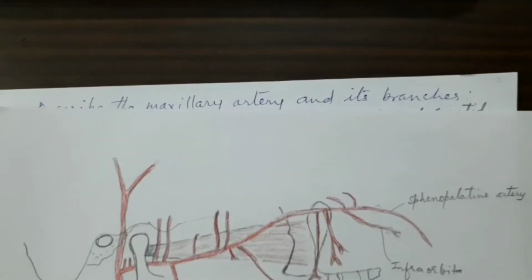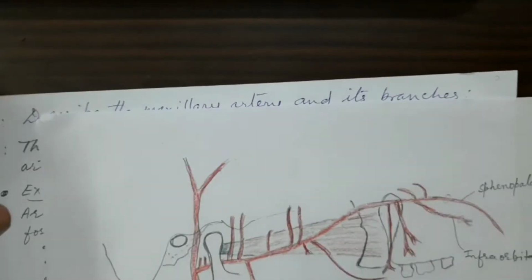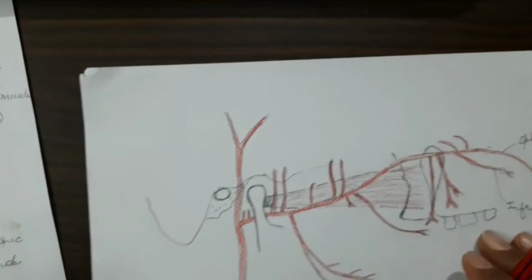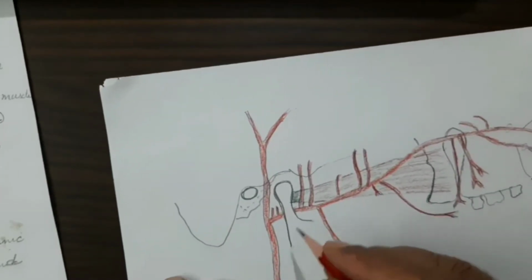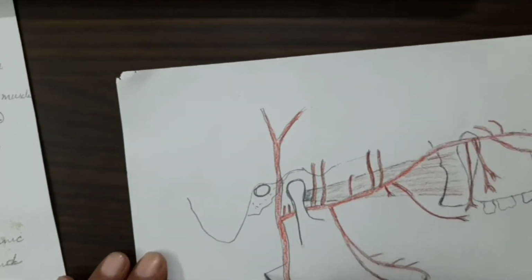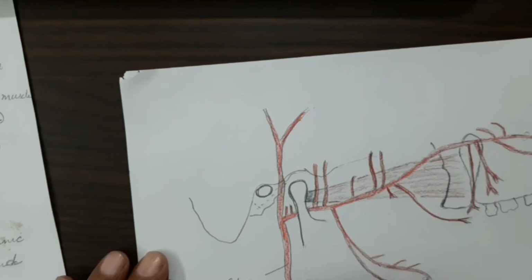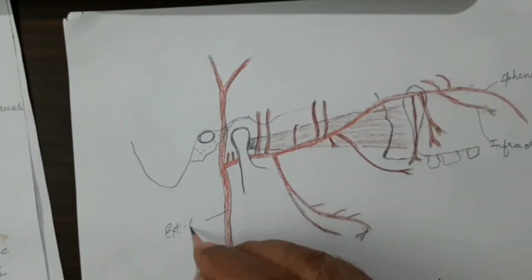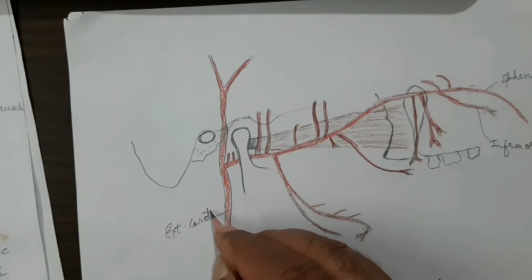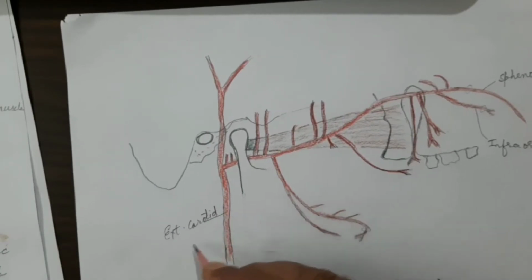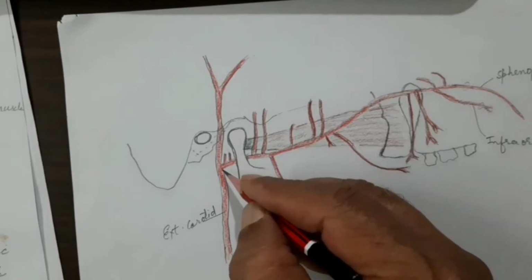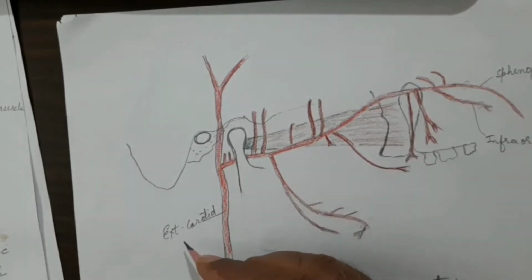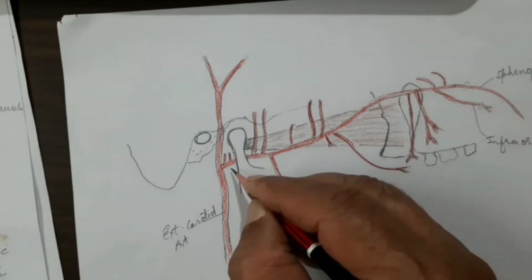Okay, see this diagram here. So this artery is the terminal branch. This is the maxillary artery. I will just write here. This is the external carotid. I am writing here the external carotid. This is going behind the TM joint. As it reaches close to the neck of the mandible, this will divide into two terminal branches.